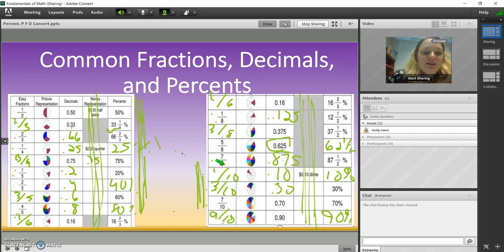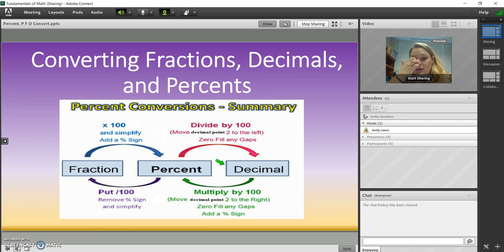Hey guys, let's work on these fractions, decimals, and percents. Okay, so we finished this graphic organizer. I just talked about the main and the common fractions, decimals, and percents. Now let's talk about how to go back and forth between fraction, decimal, and percent.